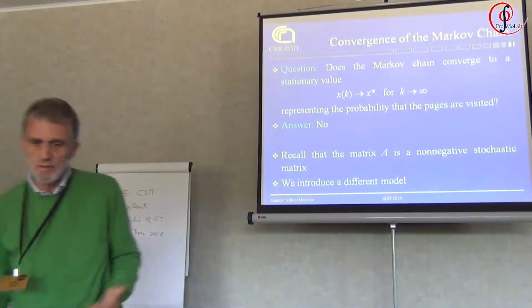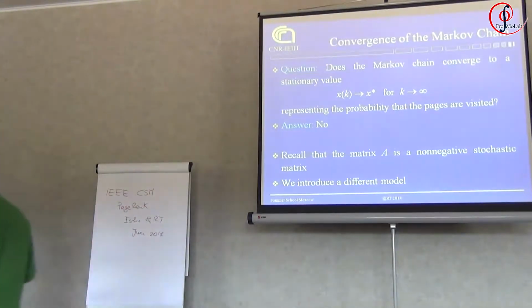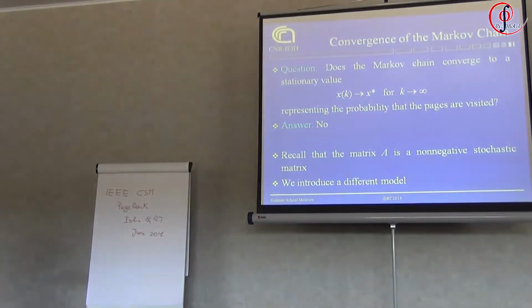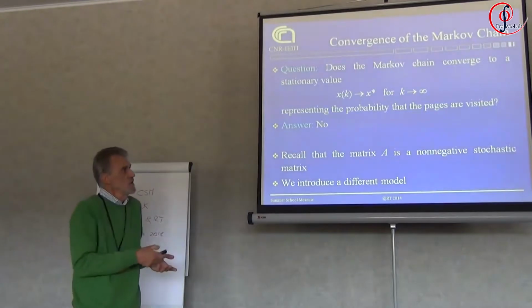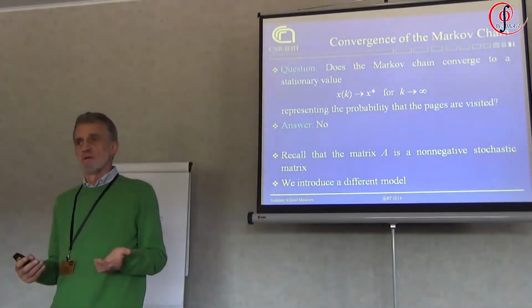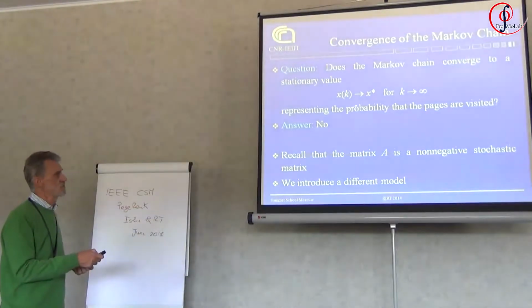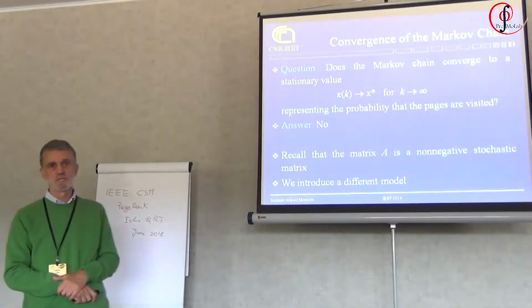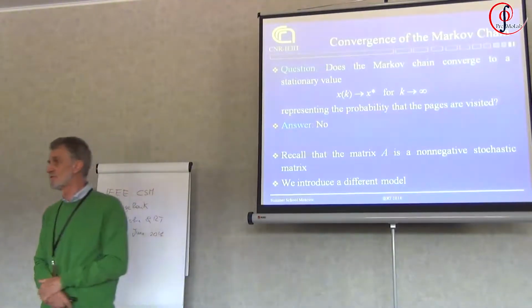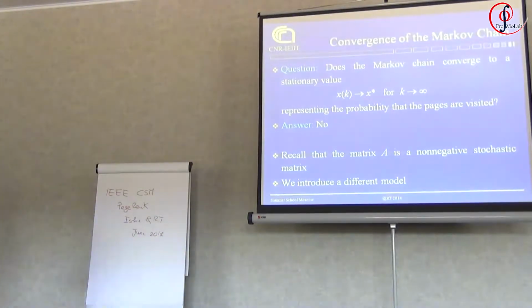And then the question, also a question that Giuseppe was posed in a completely different setting, is the question of computing a stationary point. Does the Markov chain converge to a stationary value? So when k becomes sufficiently large, does x(k) converge to some stationary value x star, for k going to infinity, or not? Do we have a stationary value, or do we have oscillations?